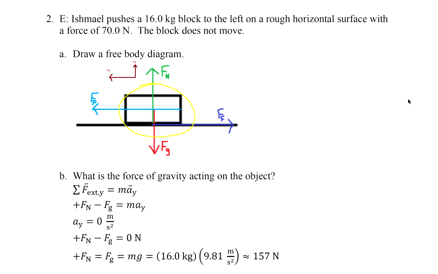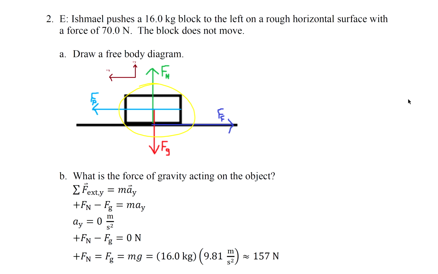Question 2. Ishmael pushes a 16 kilogram block to the left on a rough horizontal surface with a force of 70 newtons. The block does not move. Part A, draw a free body diagram. Remember, step 1, circle the object. Step 2, label the forces. Step 3, put an x and y axis. Step 4, use the equation, sigma F equals ma.